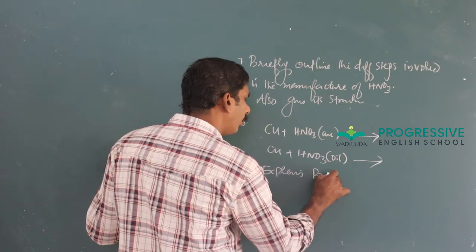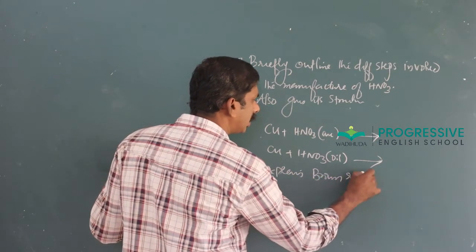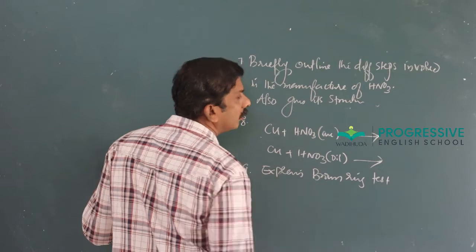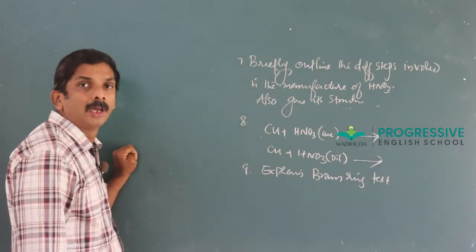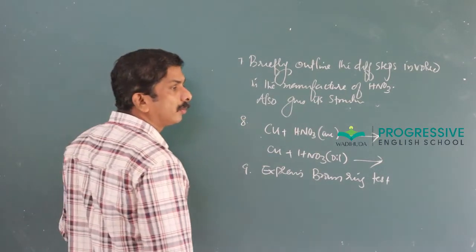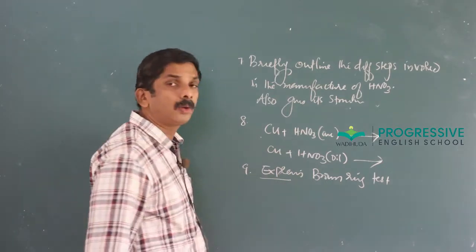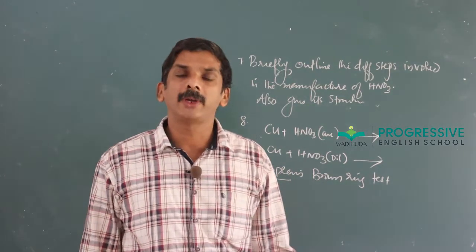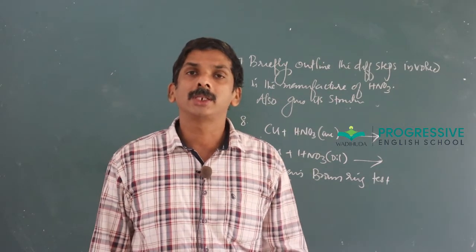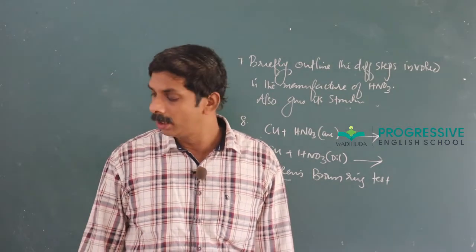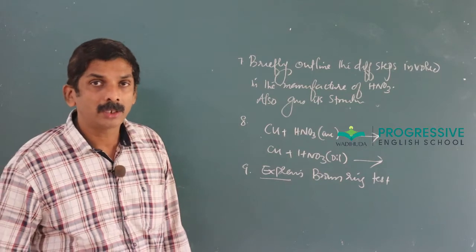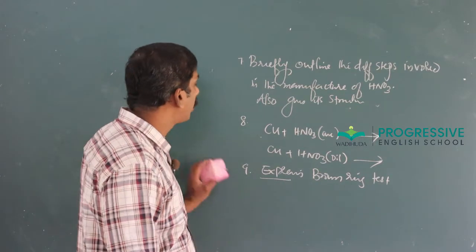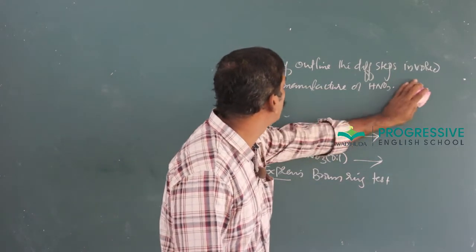Explain the brown ring test. Here, equal volumes of salt solution and freshly prepared ferrous sulfate solution are mixed. Then concentrated sulfuric acid is added slowly along the sides of the test tube. A brown ring is formed at the junction of the two liquids.